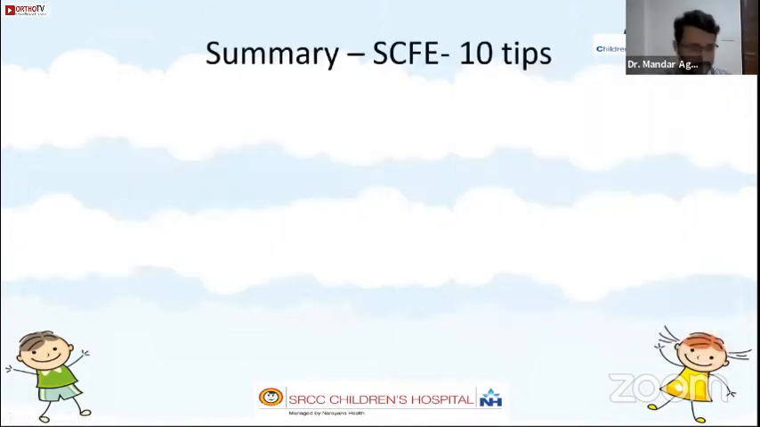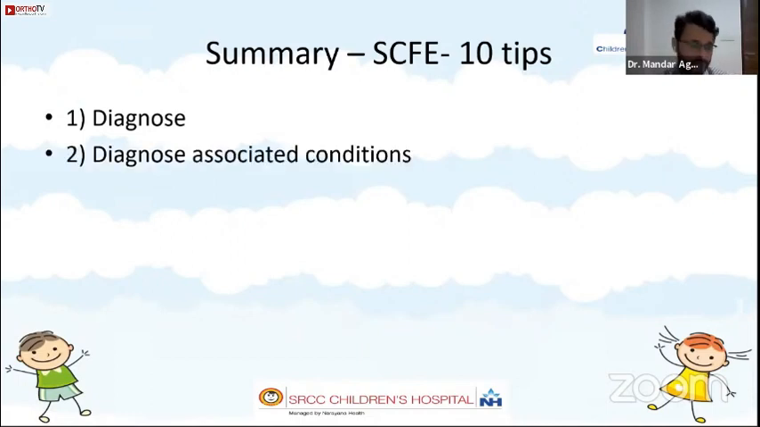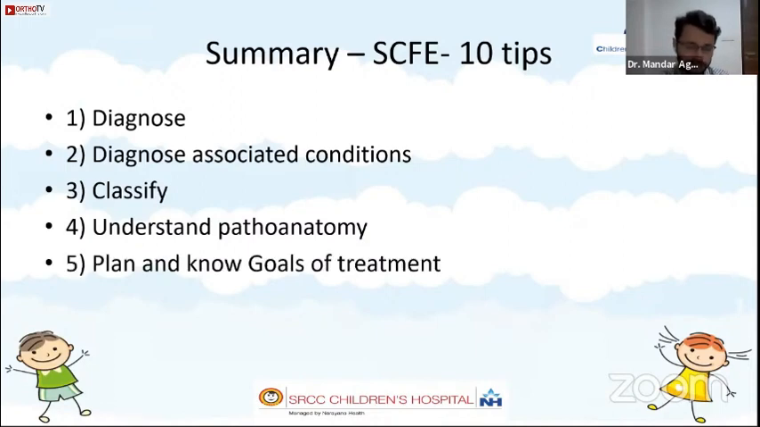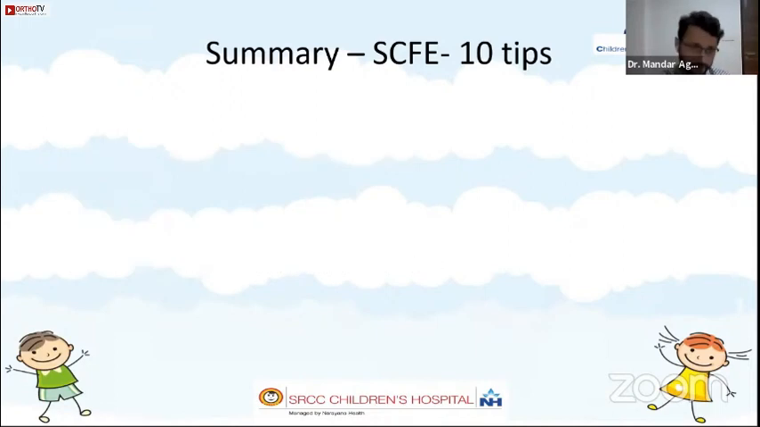Thus, to reiterate, 10 tips: you should diagnose it well. See to it that an obese child with distal thigh pain should not be missed. The X-ray of the hip always has to be done. You should diagnose associated conditions. You should classify with the help of the 3 classifications. You should understand that it's a slow process. It's not a Delbet 1 fracture. We should know the goals of treatment.